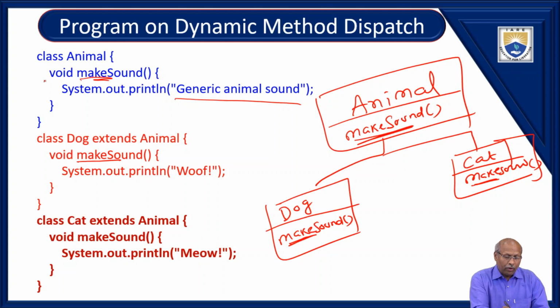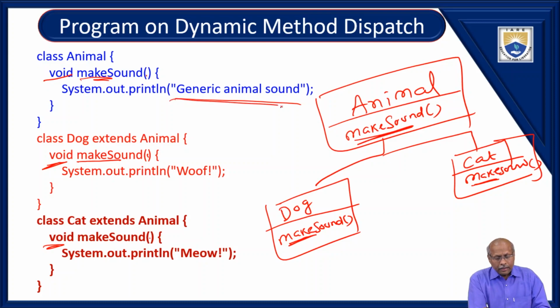So, here the return type is void. Here also the return type is void. Here also void. Here no parameter. Here also no parameter. So, no parameters, return type same, method name same. So, that means it is following the property of our method overriding.